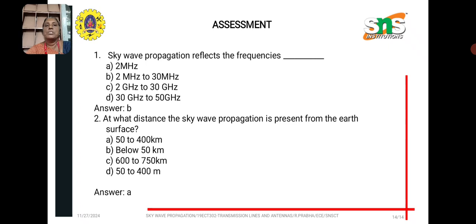Now the assessment question. Skywave propagation reflects the frequencies. We know the answer is 2 to 30 megahertz. At what distance is skywave propagation present from the earth surface? It is 50 to 400 kilometers.